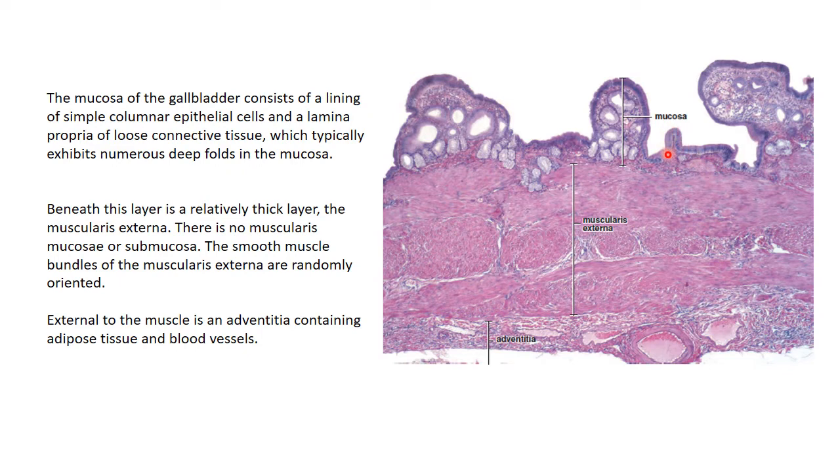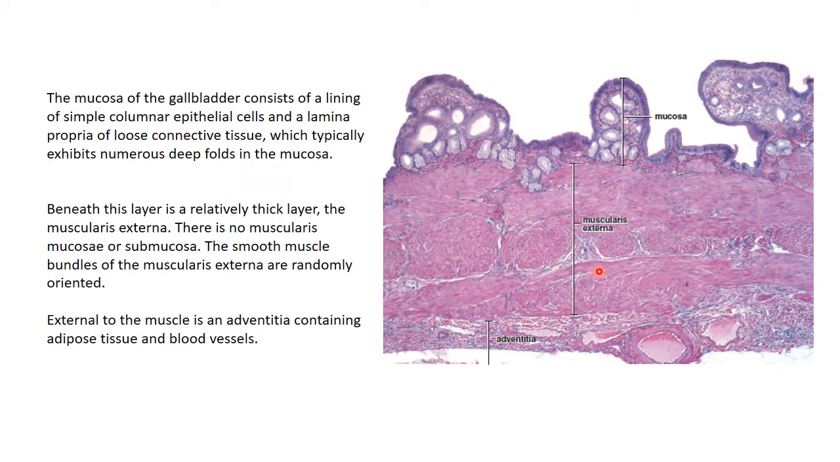Beneath the mucosa, we have a thick layer of muscle coat. The muscle cells here are oriented in all directions irregularly, and as we see here, there is no muscularis mucosa or submucosa in the gallbladder, so we have the mucosa, and directly beneath it is the muscle cell.